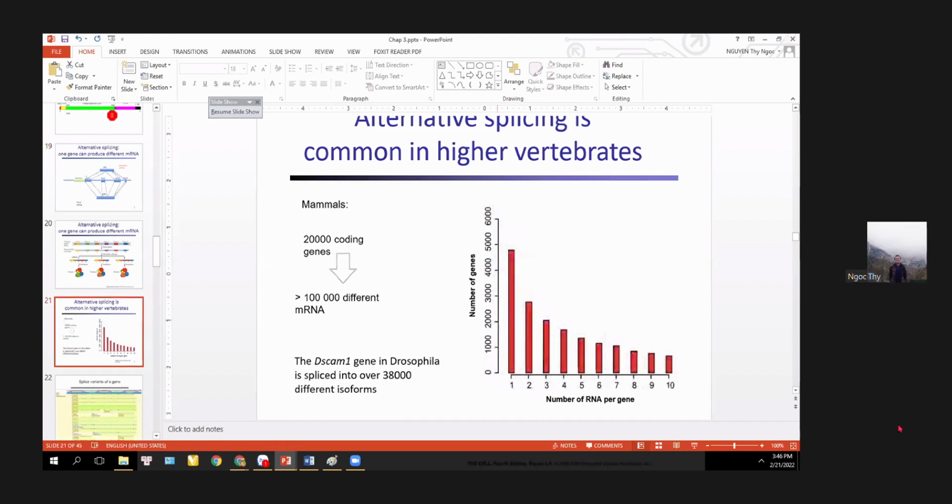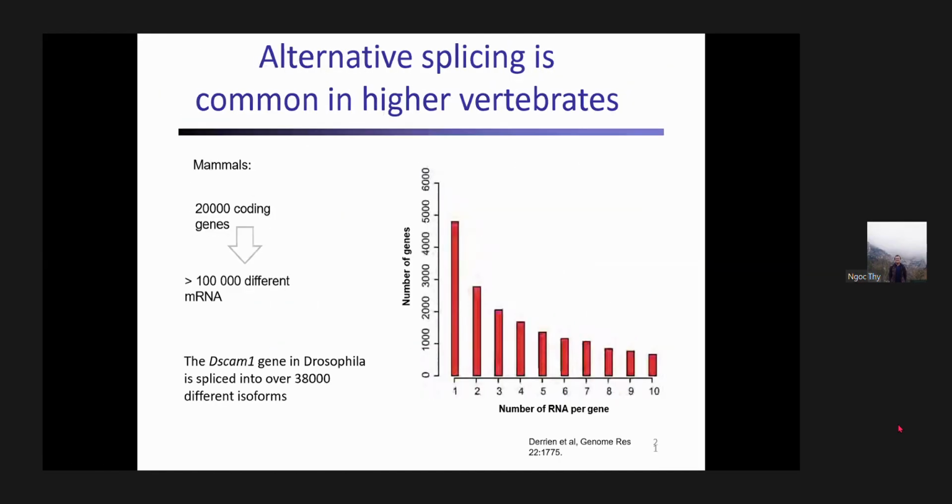And in higher vertebrates, the higher level organisms, the more ways of alternative splicing they might have. So scientists have found out that in Drosophila, the DSCAM1 gene has over 38,000 transcript variants. That means this gene encodes more than 38,000 different mRNAs.